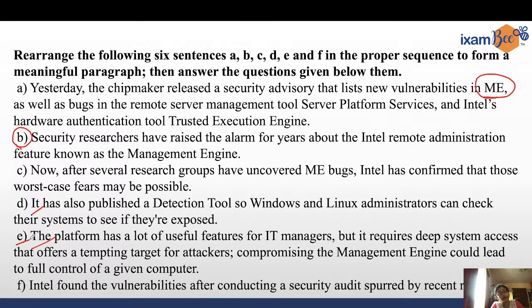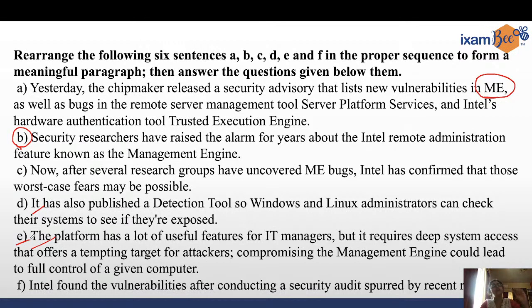Remember, security researchers have been talking about the related issues. See, it's directly related. B is raising the alarm. E is talking about what led to the alarm. What are the issues? Why are people scared or worried? Did you get it? So B, E, we are done. We get the first two sentences done. Next.